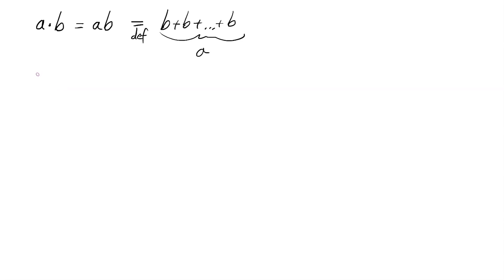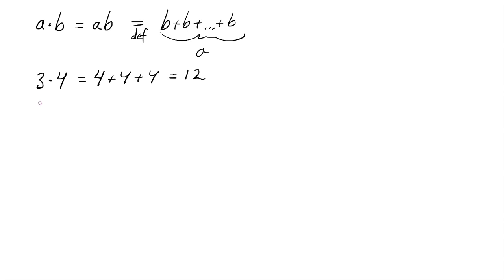For example, if I have 3 times 4, what do I get according to this definition? Yeah, you should add 4 to itself 3 times. So this becomes equal to 12.